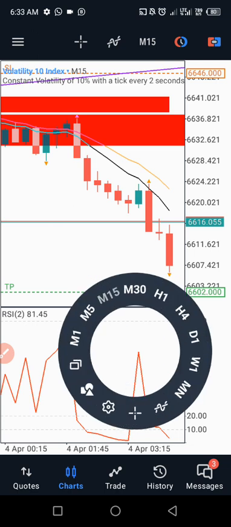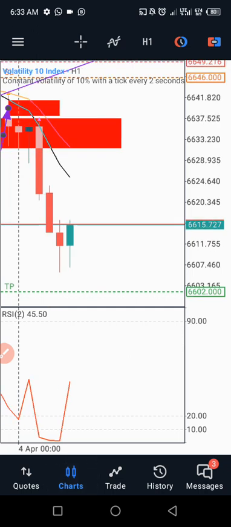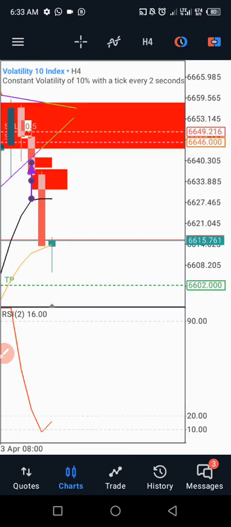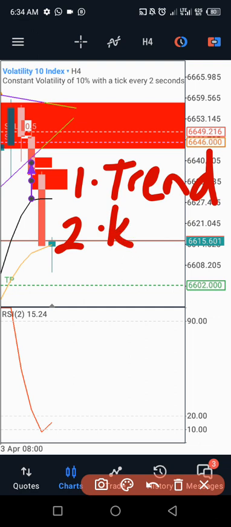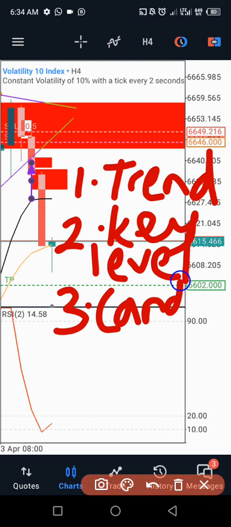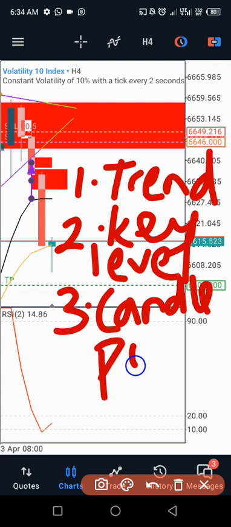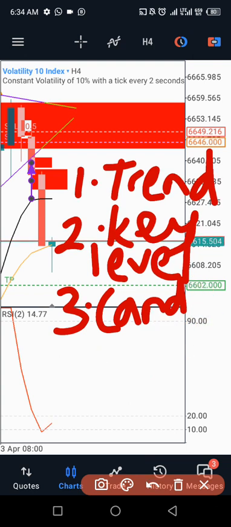These are some of the things you want to be looking out for whenever you want to take any trade on VIX 10 index. The first thing you want to do is determine the trend. Do not forget, always make sure that the trend is either an upward trend or a downward trend. Then identify your key level, either a support or a resistance, supply and demand, order block, whatever it is, and then check out for your candlestick pattern. If you have these three confirmations in the market, then you are good to go to take any trade for yourself and make any amount of money in your trading journey.